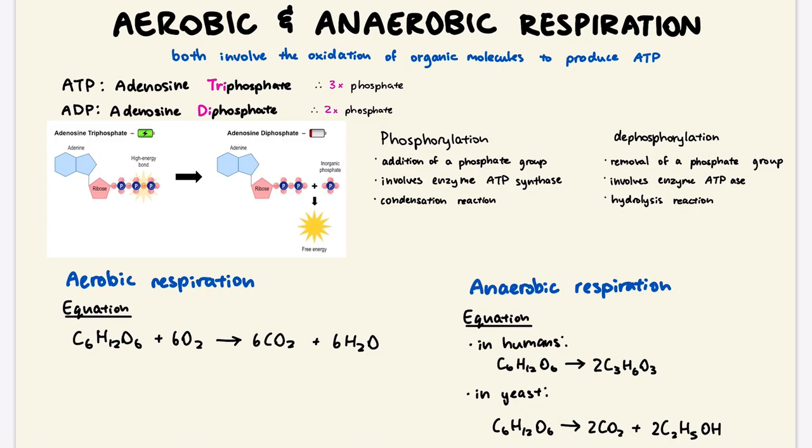And the chemical energy within the ATP molecule is actually held in the chemical bonds between mainly the 2nd and the 3rd phosphate groups. So when the 3rd phosphate group is broken off, this is when the energy is released. Phosphorylation is the addition of a phosphate group, which involves the enzyme ATP synthase in a condensation reaction, while dephosphorylation is the removal of a phosphate group, which involves the enzyme ATPase in a hydrolysis reaction.